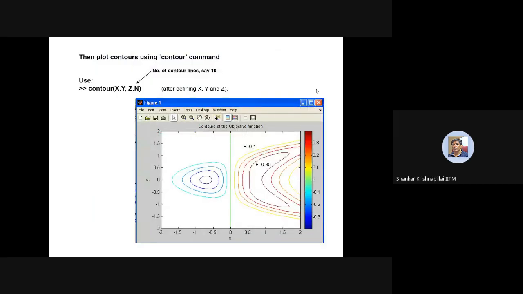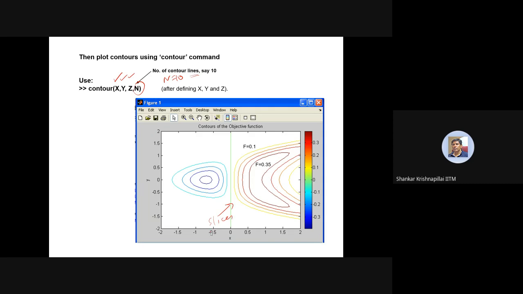With the contour command, we have to specify how many slices the objective function has to be sliced into to get the contours. For the contour command, you input the previous values of X, Y, and Z, and you specify n. In this example, I'm setting n equal to 10. The objective function will be sliced into 10 altitudes with equal gap, and it will project the slices here as the contours.